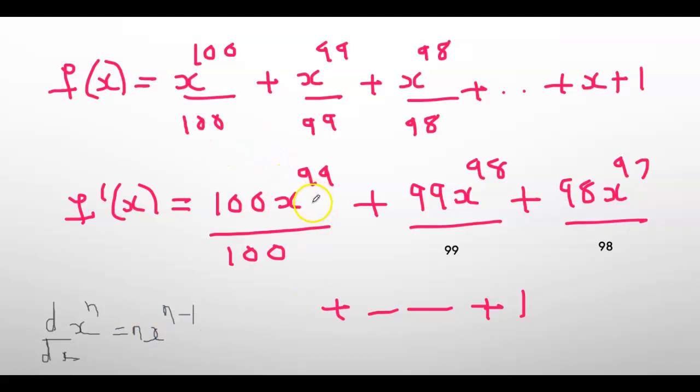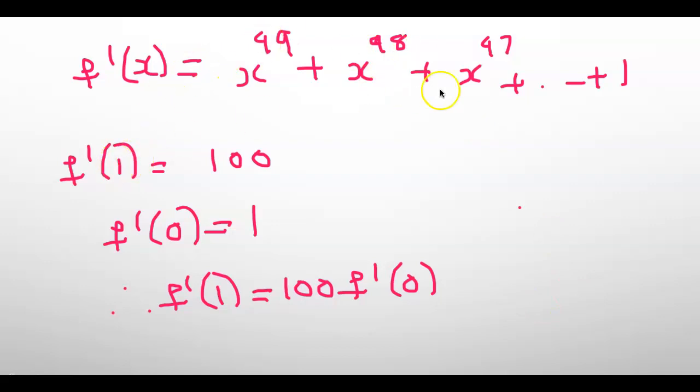So this is 100 x raised to 99 by 100 plus 99 x raised to 98 by 99 plus 98 x raised to 97 by 98 and so on, plus derivative of x is 1, derivative of 1 is 0. So 100, 99, 98 all get cancelled, and you get x raised to 99 plus x raised to 98 plus x raised to 97 up to 1. That is, f dash 1 will be the sum up to x raised to 0. So you are counting from 0, 1, 2 up to 99, that is 100 terms. So f dash 1 is 100, and f dash 0 you can see, if you substitute 0 you get 1. So we have proved that f dash 1 is 100 into f dash 0, which is what we have to prove.